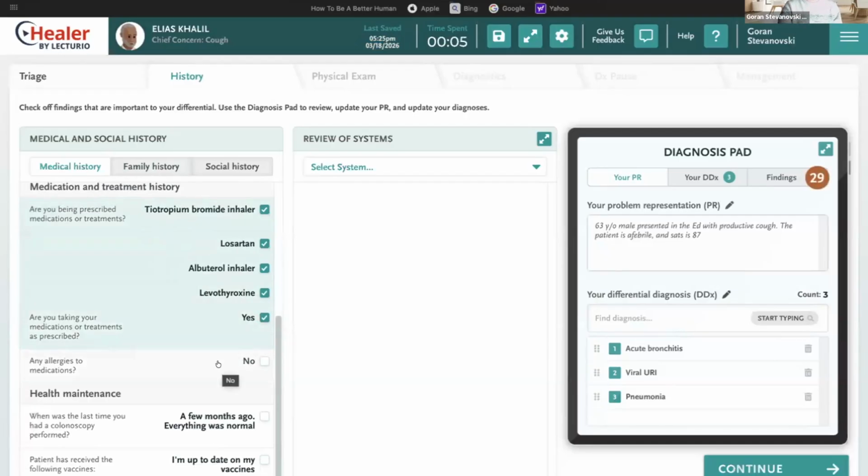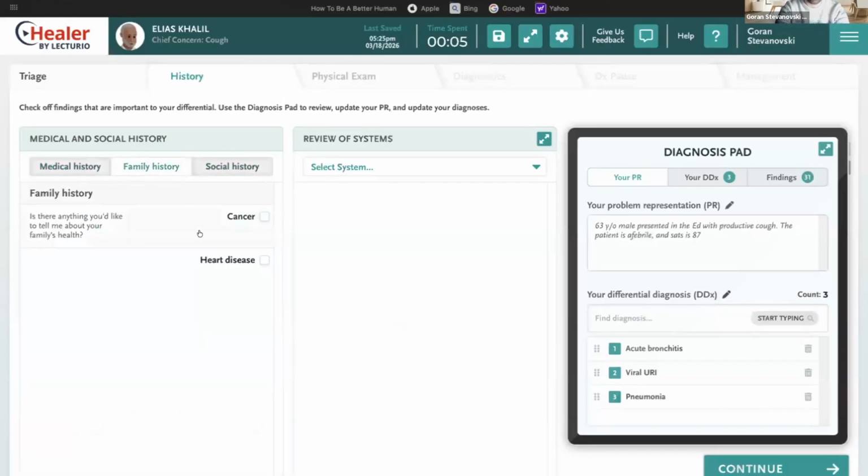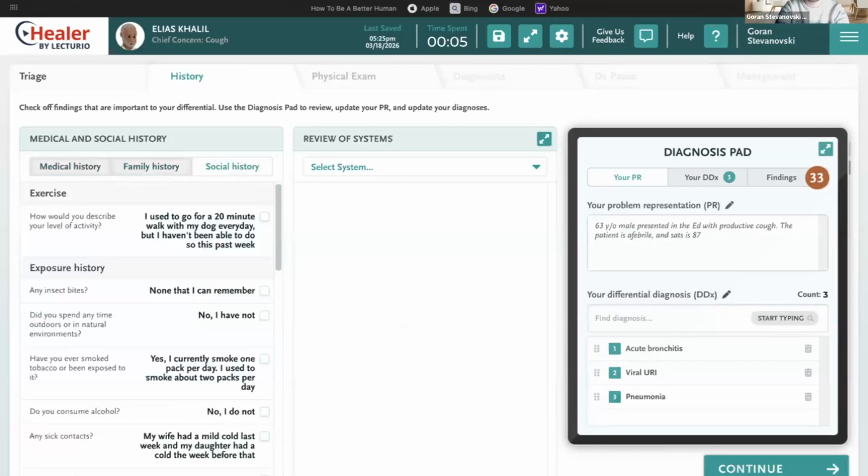Again, this is sort of self-reported by the patient, so we can be certain he doesn't have allergies, which might be important when we discuss management. And he's up to date on his vaccines. So once we do this, we have the medical history already. We go into family history. So in here we have cancer and heart disease, something that he had, and we go into social history.